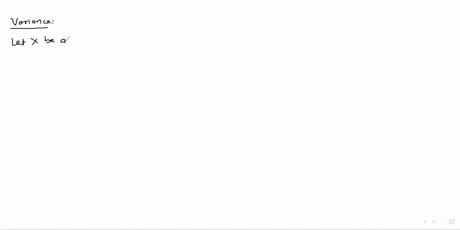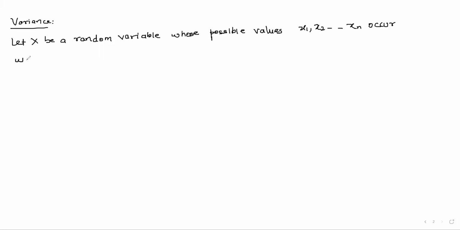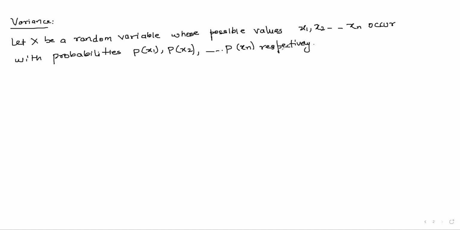Let X be a random variable whose possible values x1, x2, up to xn occur with probabilities p(x1), p(x2), up to p(xn) respectively. Okay.